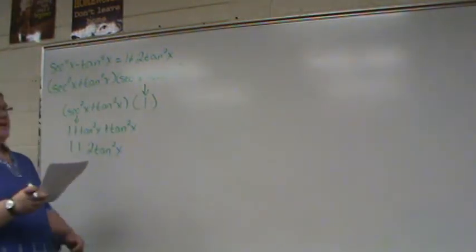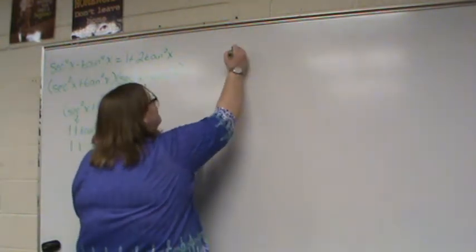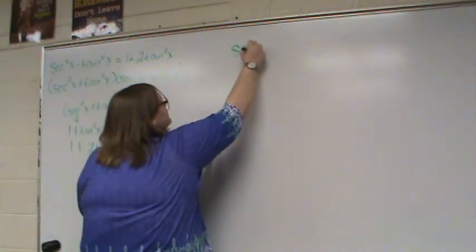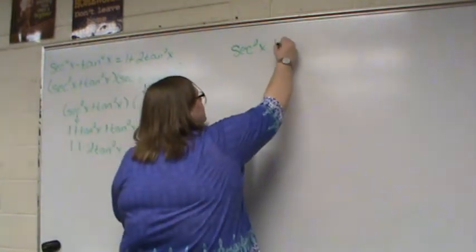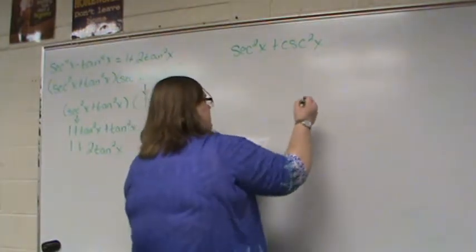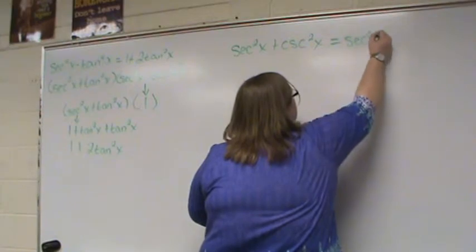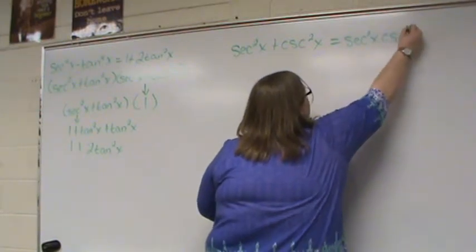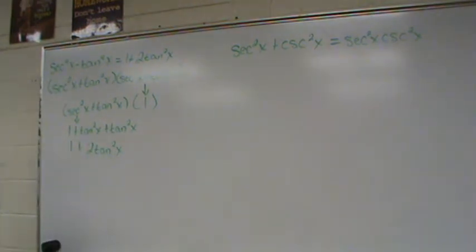So now we're going to look at example 5. We have secant squared x plus cosecant squared x equals secant squared x times cosecant squared x. So this one, we're going to take that addition and make it into a multiplication. We want to prove that it's the same thing.